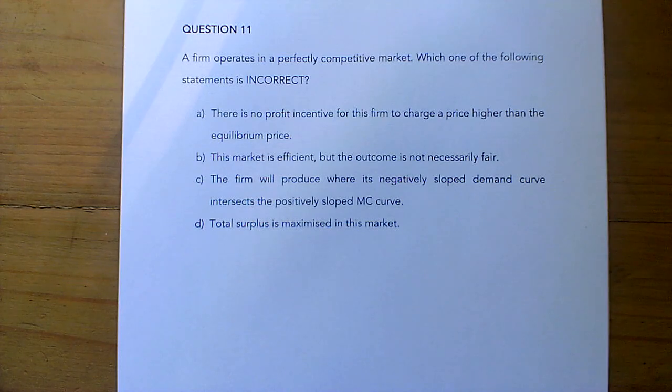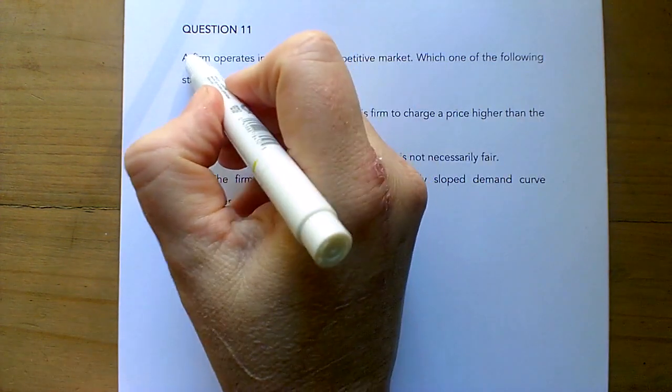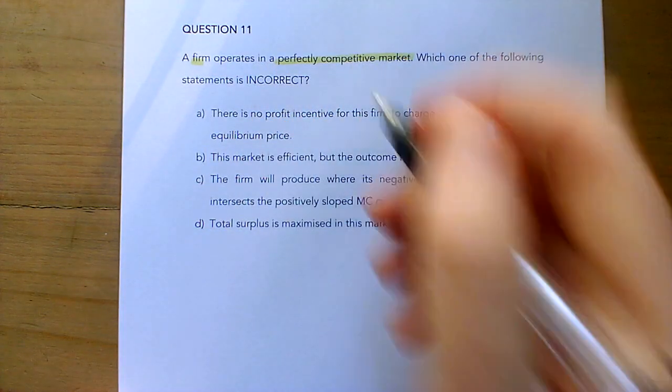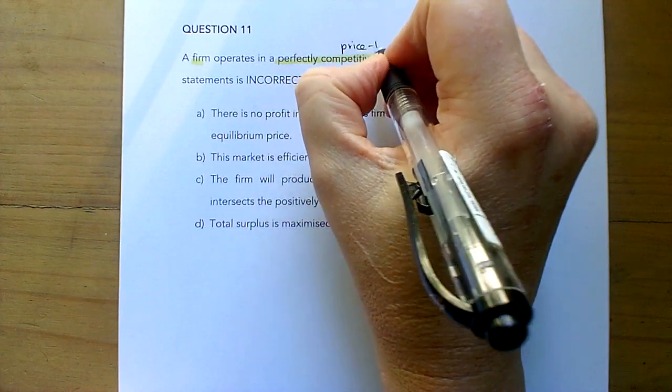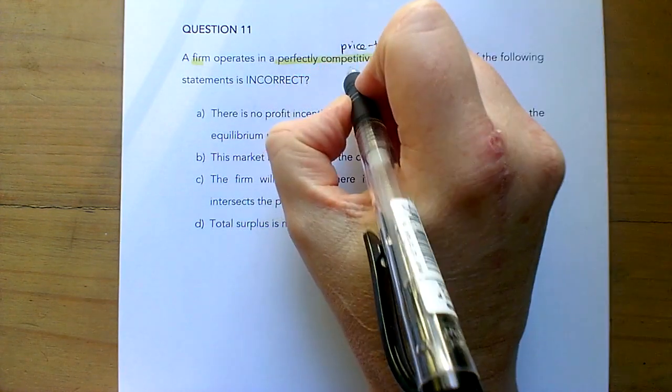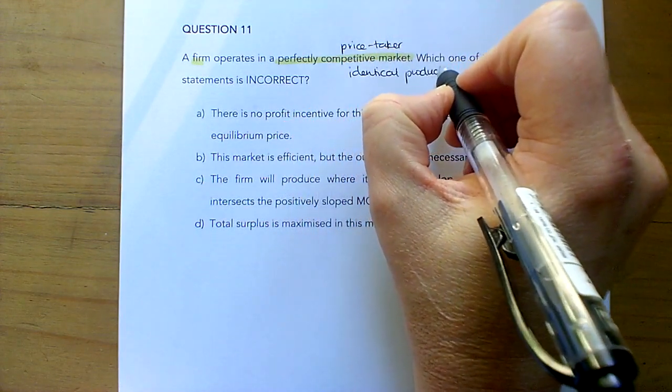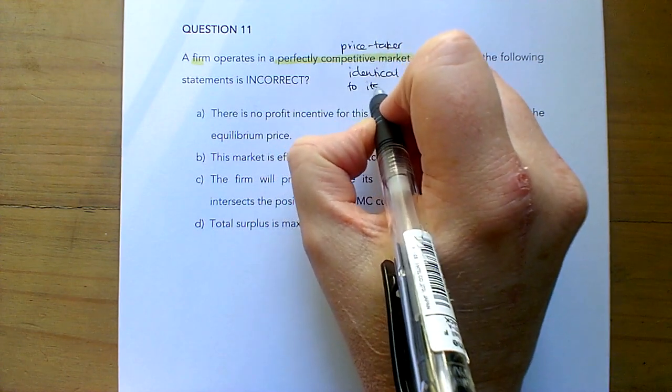Let's now look at question 11 that focuses on a firm operating in a perfectly competitive market. And so if a firm operates in this type of market, it means that it is a price taker because it is producing an identical product to its competitors' products.